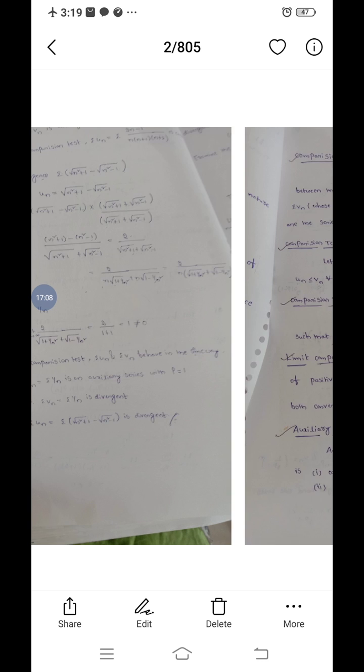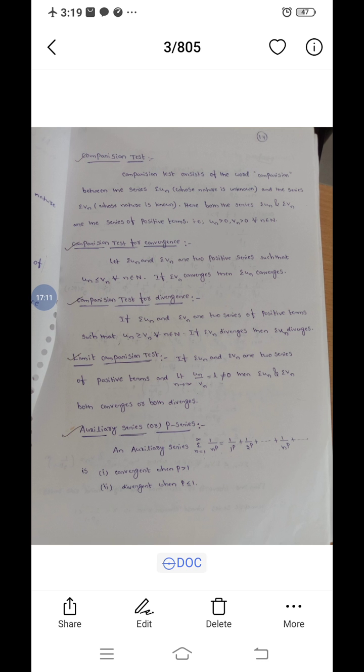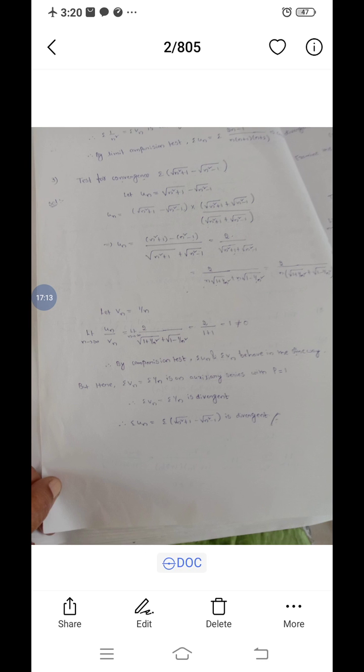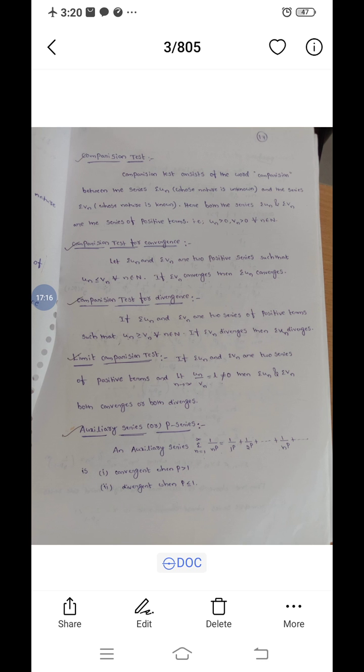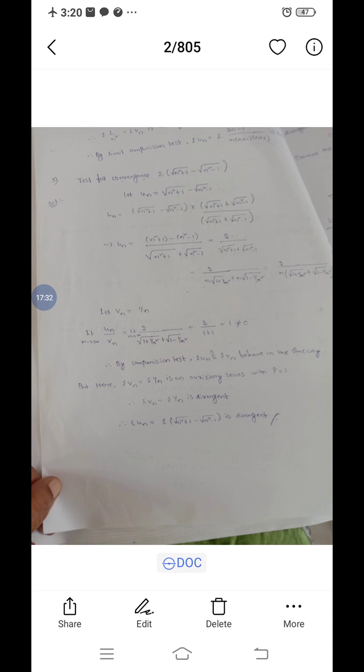Okay, so what is the limit comparison test, or what is the auxiliary series definition? Here if p is greater than 1, then it will be convergent. If p is less than or equal to 1, divergent. That is the auxiliary series definition. In the limit comparison test, if limit n tends to infinity un by Vn is equal to L, which is not equal to 0, then un and Vn have the same nature. So here we got 1 which is not equal to 0. Therefore by using the comparison test we can give the conclusion as summation un and summation Vn both are behaving in the same way.